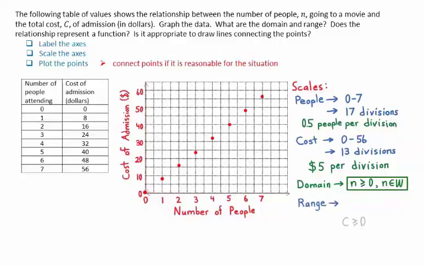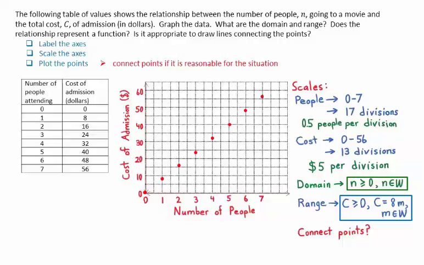Similarly, for the range, the cost has to be greater than or equal to 0. However, we can go further than that. We know here that each person costs $8. That means that the cost has to be a multiple of 8. We can then say that C has to be 8M, where M is an element of the set of whole numbers.